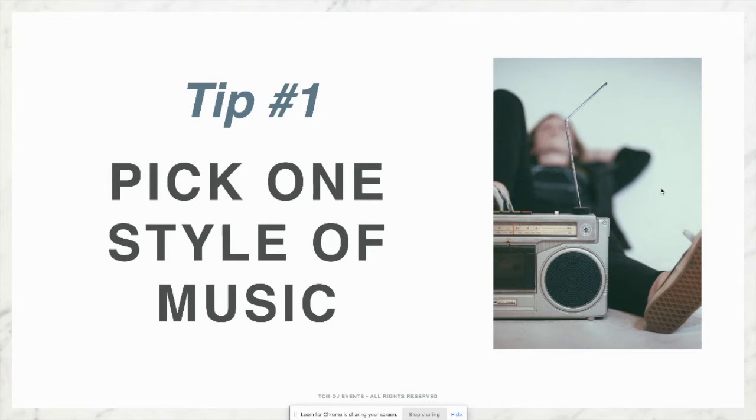So let's get started. Tip number one is pick one style of music. When I first started DJing, I had already been clubbing for 9 years. And in those 9 years, I was listening to hip hop, R&B, techno, house, drum and bass, disco, classics, you name it. I was loving it. If it made you dance, I loved it.